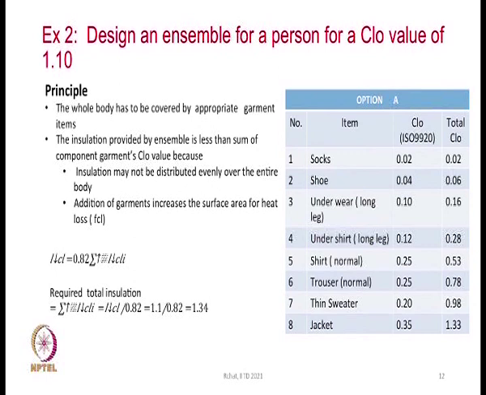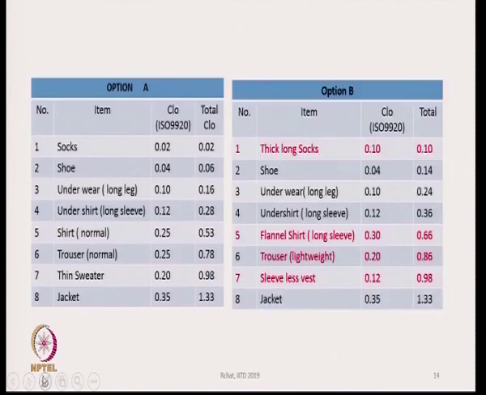Now, one can choose items in such a way that there could be another answer also. So, if I go to the next slide, you will find option A and option B. Option B, if you see, again we have chosen 8 items, and you see the figure, option A gives me 1.33, option B also gives me 1.33, but some items have been changed. Like previously we used normal socks, now we have used thick long socks whose clo value is more.